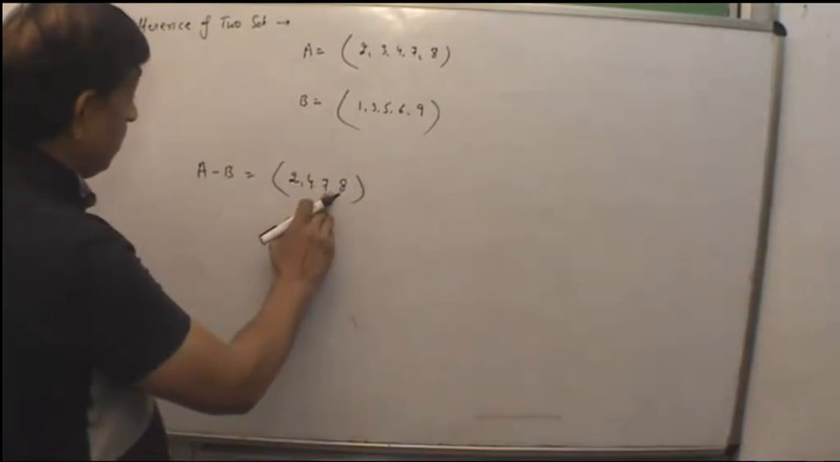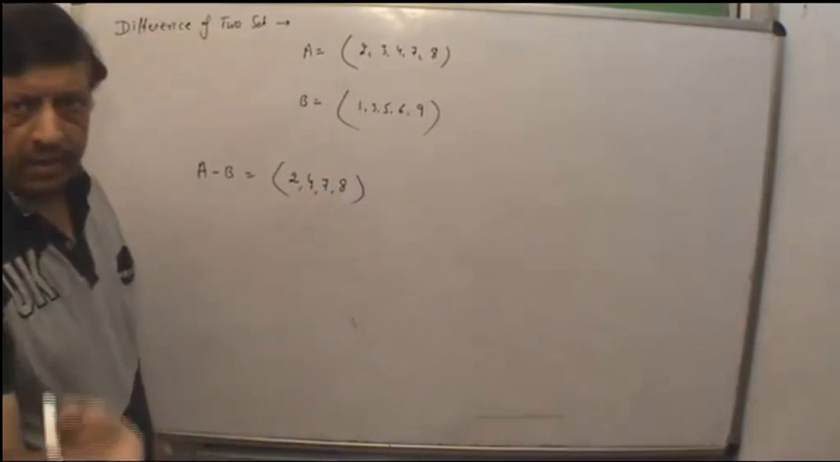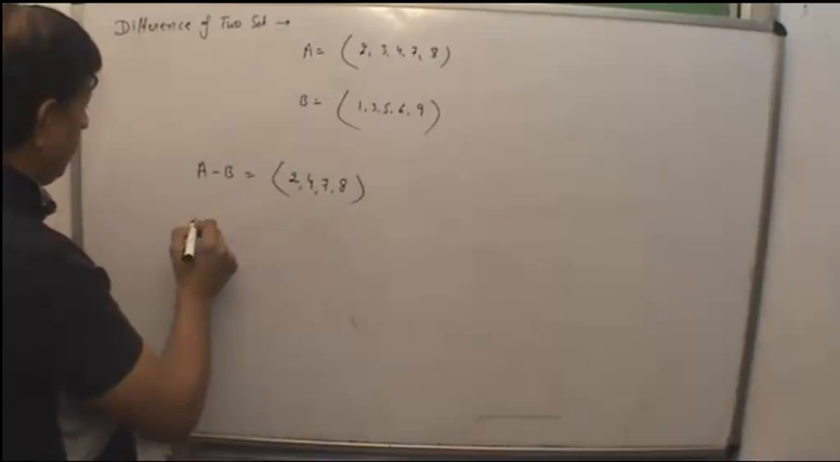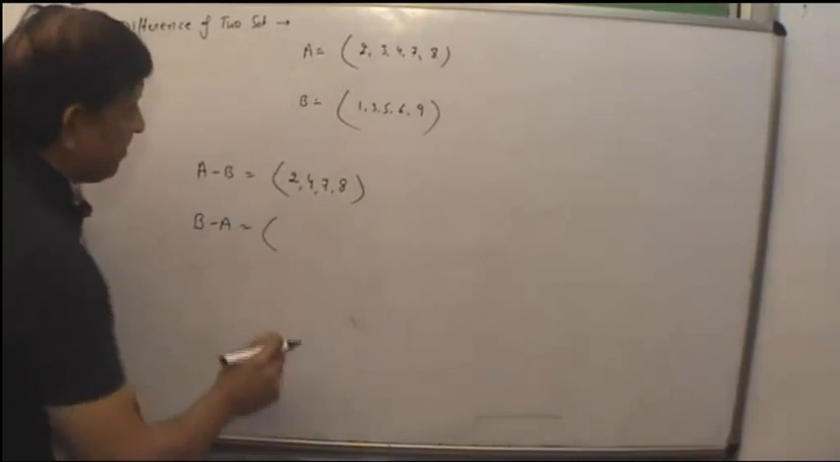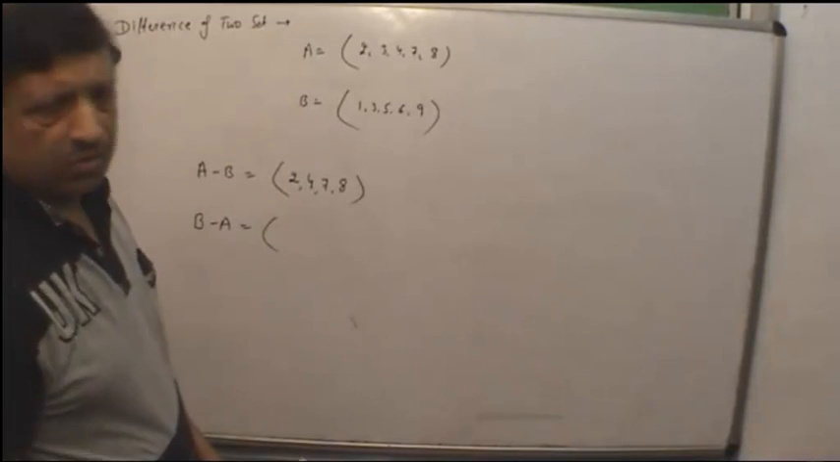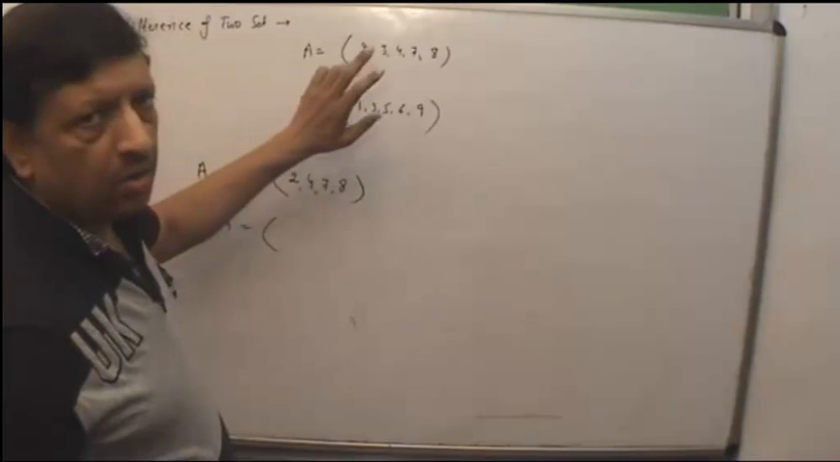It means those elements of A which are not in B. Similarly, we can write B minus A. For B minus A, we start with B. We start with B how? Those elements of B which are not in A.